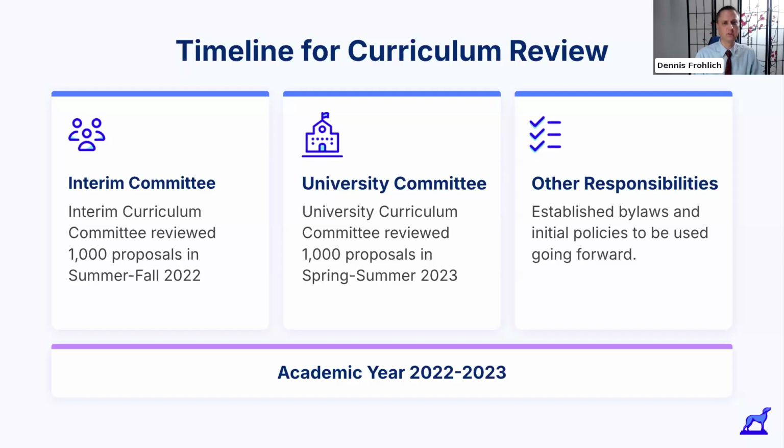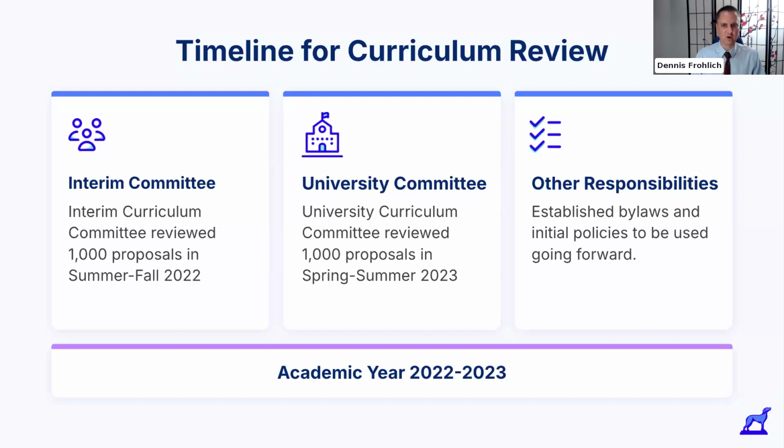So the ICC reviewed the first 1,000 or so proposals in summer and fall 2022. Again, this is a 9-member committee reviewing all these proposals. It was quite a lot of work. Then they passed it on to the University Curriculum Committee, which I started that work as a member at the time and later became chair. And we worked multiple meetings per week, all winter, all spring, all summer, trying to get even more proposals through.